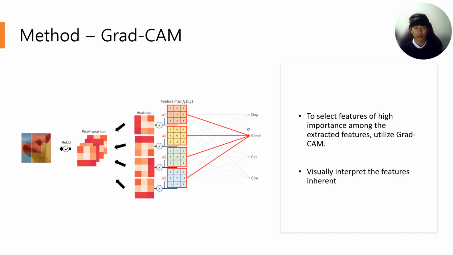Next method is Grad-CAM. Grad-CAM is an attention-based visualization technique that enables understanding of the region in the input data that contributes significantly to the classification decision. Unlike CAM, Grad-CAM generalizes to CNNs without requiring the global average pooling layer, and instead utilizes fully connected layers. We differentiate areas of high importance using Grad-CAM and visually interpret the feature inherent in the voice data.